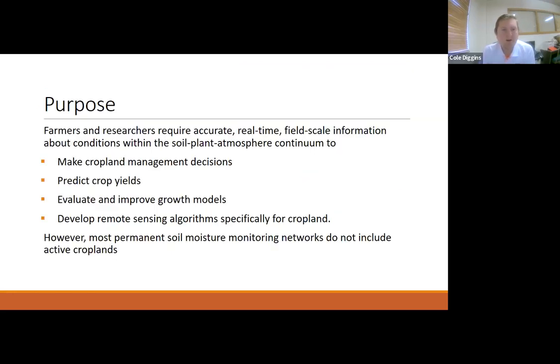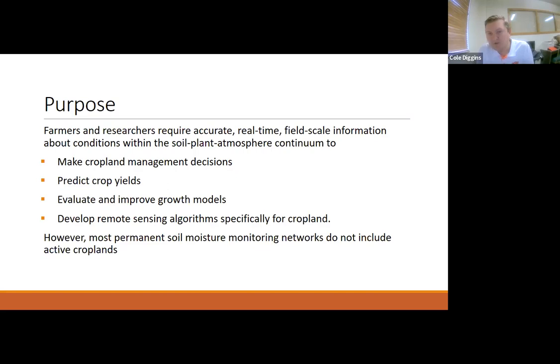So to start it off, what's the purpose? Farmers and researchers require accurate real-time field scale information about conditions within the soil plant atmosphere continuum. They can use this information to make better crop management decisions and predict their crop yields. This data can be used to evaluate and improve crop growth models, or to develop remote sensing algorithms specifically for cropland.